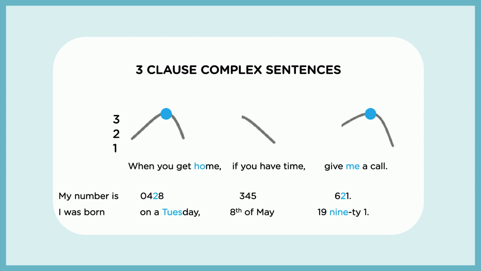These are the rules for the 3-clause sentences. By the way, this is really handy for phone numbers too. Follows the same pattern. So for a 3-clause sentence, when you get home, if you have time, give me a call. For our phone number, my number is 0428 345 621.